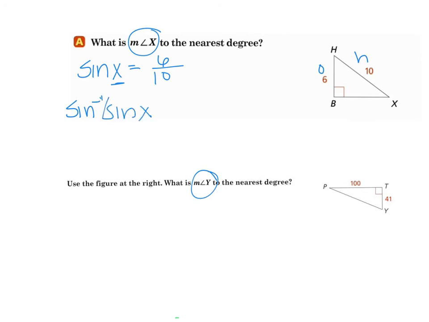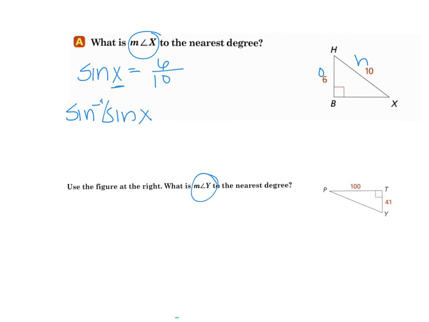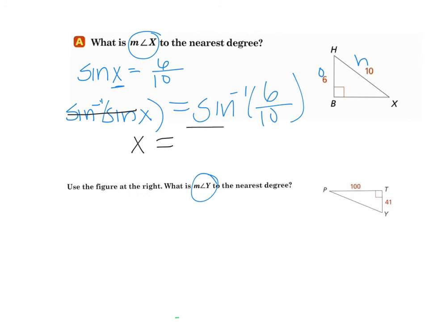x. We have to make sure, like in algebra, that if we do it on one side, we do it on the other. So the sine inverse and the sine are going to cancel, and we're just going to get x equals. Then we plug this straight into the calculator: second sine, and then the fraction 6 over 10. We round to the nearest whole number, because it's a degree, unless it specifically says tenth. So this would be about 37 degrees.